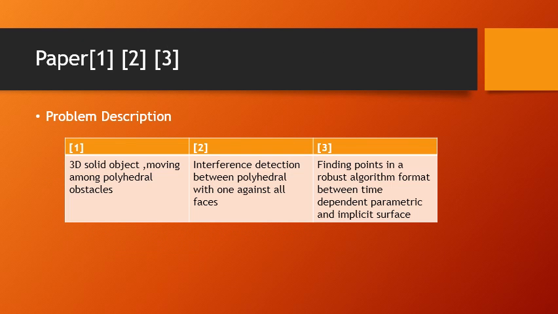In this, we consider the collision detection problem in a 3D solid object moving amongst polyhedral obstacles. The object has 3 degrees of freedom and orientation is specified in all angles. In the other, interference detection between polyhedra is the major context, and the procedure is to divide to avoid having to perform elementary tests. In the third, an efficient, robust algorithm for finding contact points between time-dependent parametric and implicit surfaces. This algorithm detects simultaneous collision and multiple points of contact.